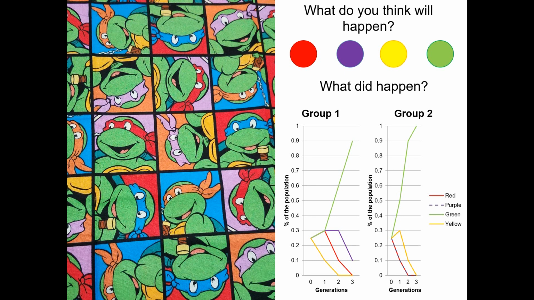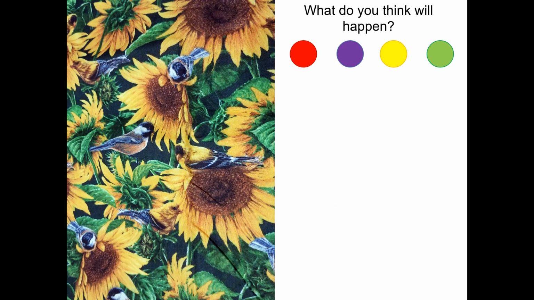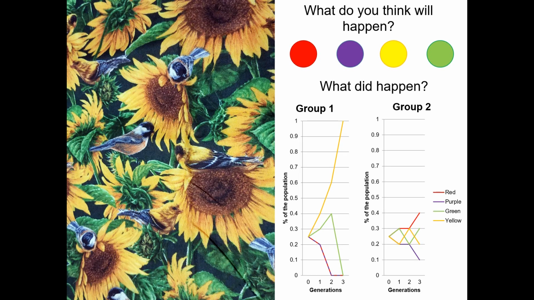Now let's think about a different environment. In the sunflower environment here, we might expect yellow and green to be favored over red and purple. However, that's not always the case. Here's some data from previous students doing this experiment. They found that in one case, yellow was heavily favored to the point of all individuals being yellow, but in other cases, other colors were equally likely to be around. In this case, in the second group, red has the most favor, and green and yellow are bouncing back and forth. So how is this possible?